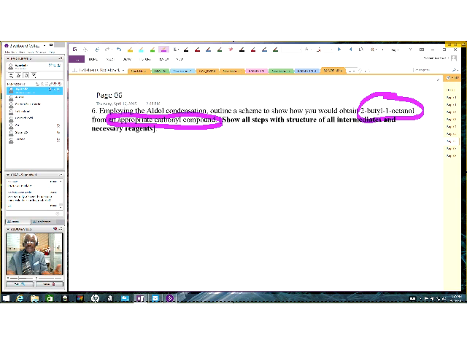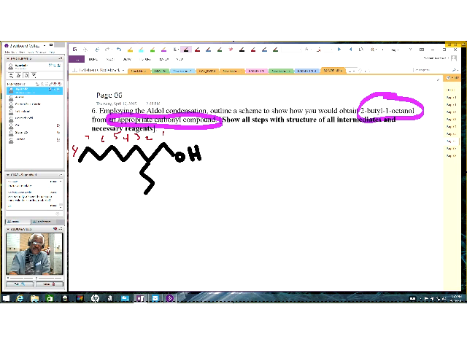The first thing we need to do is know the nomenclature, know the structure of this molecule. So let us do that. 2-butyl-1-octanol. Numbering: 1, 2, 3, 4, 5, 6, 7, 8. So 2-butyl: butyl in the 2 position. One, two, three, four. That is what they want us to make.